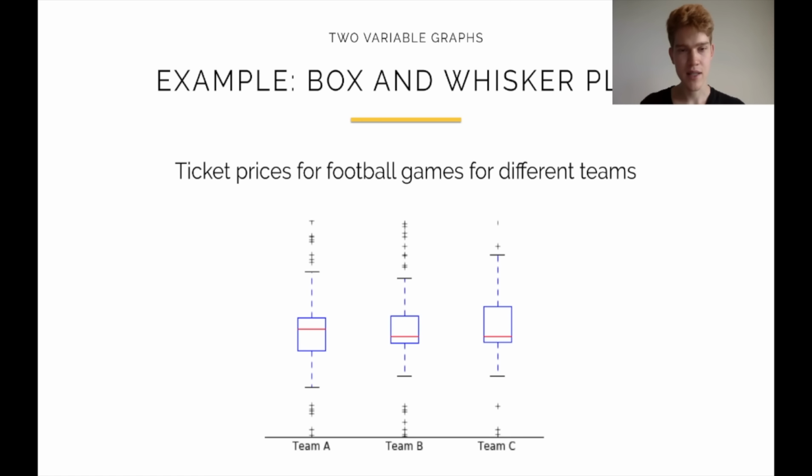A good example of that would be if we look at ticket prices for football games for different teams. Different teams, of course, use different stadiums, and they have different popularities. Some teams may be much more expensive, or their ticket prices may be much more expensive than other ones. And so we can compare these ticket prices using box and whisker plots, and then we can see what the higher end of these costs is. Those are going to be the more luxurious seats.